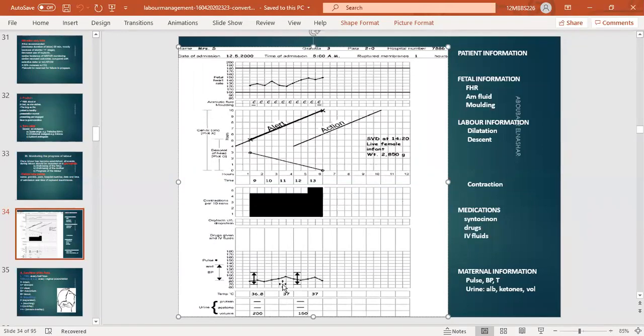So you have to graph it and mention what the blood pressure is on the different occasions. You have to take the blood pressure 4 to 6 hourly. Then you have to take the temperature. This is the temperature column which shows the normal temperature. There are also certain investigations: you must assess the urine for albumin, ketone and sugar.